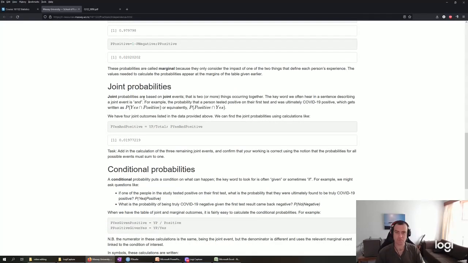If we have wording that says and or both, so what is the probability that a person both tested positive and was confirmed to be positive, then we know we're talking about a joint probability. Keyword being and.